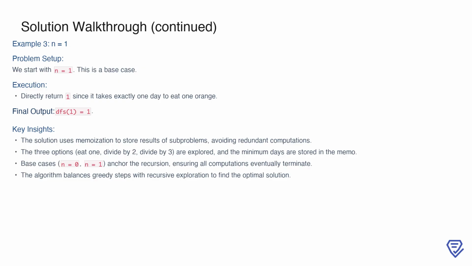With this, we can summarize some key insights from this problem. The solution leverages memoization to store results of subproblems, ensuring we don't repeat computations. At each step, we explore the 3 options: eating 1 orange, dividing by 2, and dividing by 3, and select the minimum number of days. Base cases like n equals 0 and n equals 1 serve as the foundation for recursion, guaranteeing that the algorithm terminates. By balancing greedy decisions with recursive exploration, we achieve an optimal solution that minimizes the number of days required to eat all the oranges.